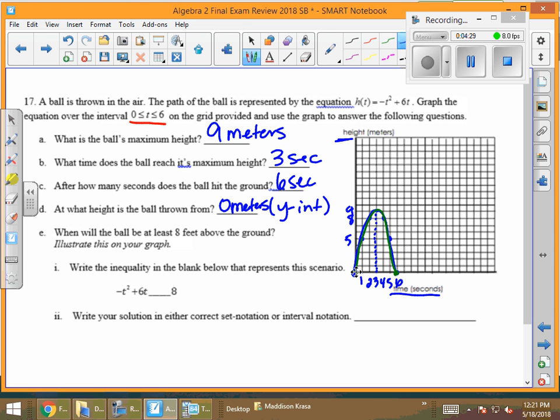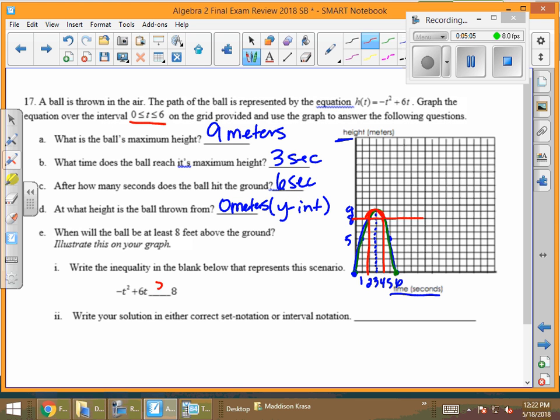Now it says, when will the ball be at least 8 feet above the ground? So if we think about height, that is our y. So we're going to draw a line at 8 on our y-axis. And if we look, if we drop down, 8 is between the x values of 2 and 4. And so let's go ahead and fill in our inequality here. So when we're talking about 8, we're talking about when is the ball at least 8 feet above the ground? So when is it this section right up here, that top section?